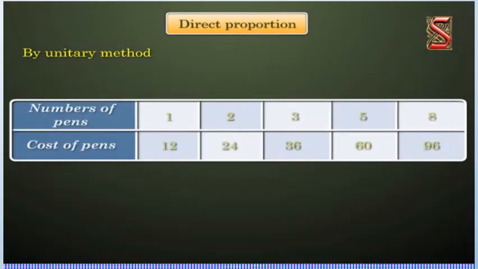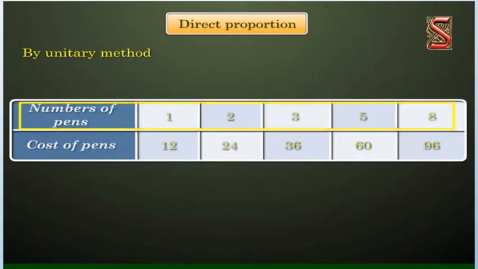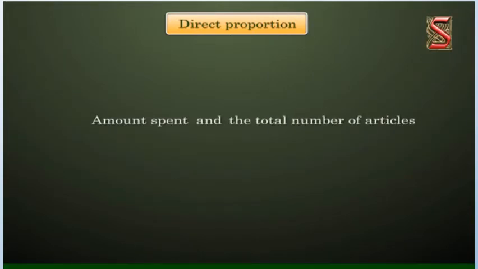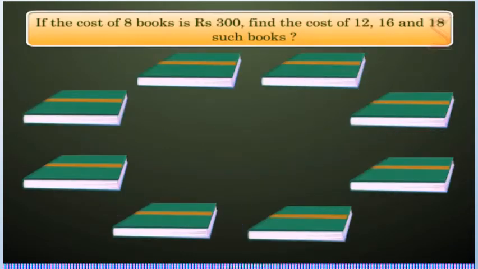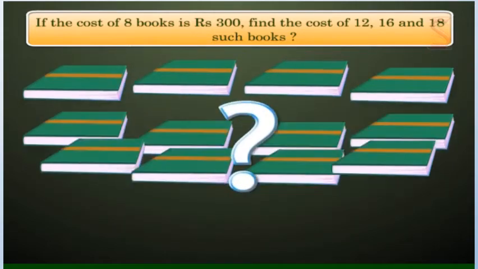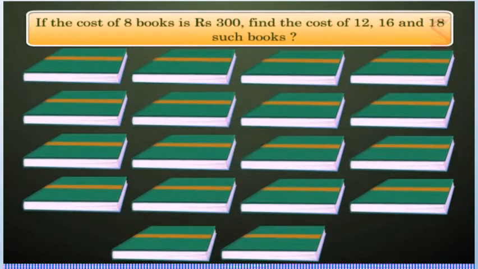And in the earlier example, number of pens and cost of pens are in direct proportion. In general, amount spent and the total number of articles are in direct proportion. Now, let us see examples on direct proportion. If the cost of 8 books is rupees 300, find the cost of 12, 16 and 18 such books.